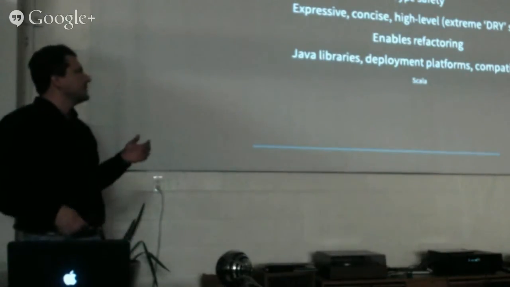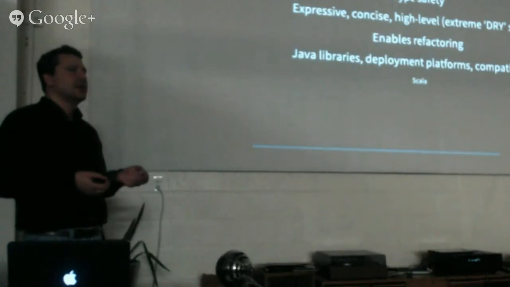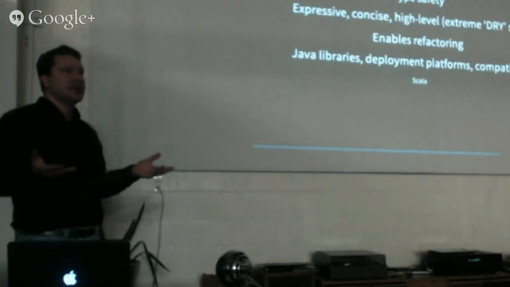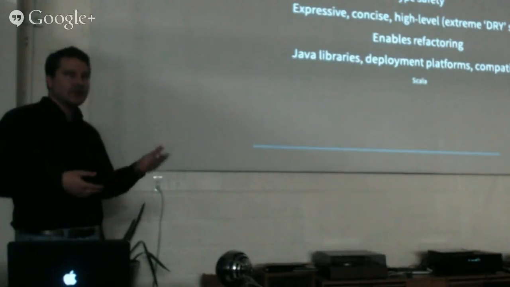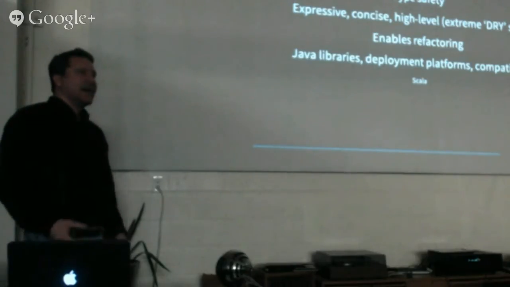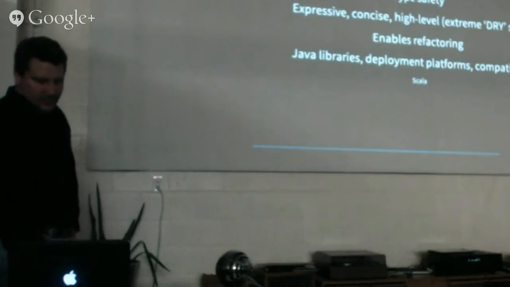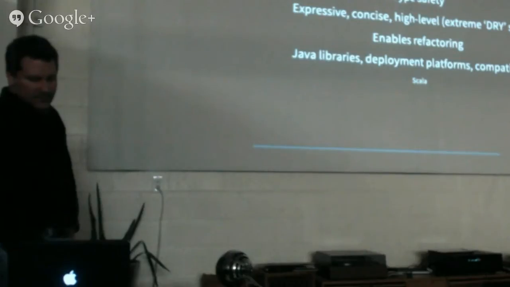And because of the strict type checking, it enables refactoring, and it's really hard to do refactoring in dynamic languages. It's the nature of not knowing until runtime what you're going to get. So it's another one of those things where you'll have to experiment to see why that matters. And then you've got the Java libraries you can use and the platforms that you can deploy on. You can rely on all that on the JVM.